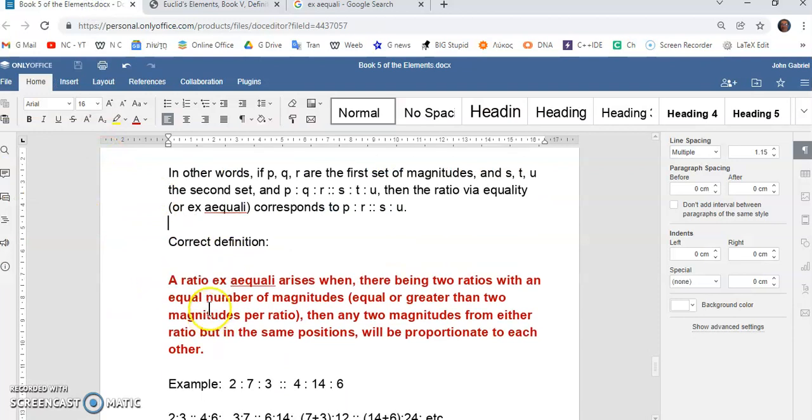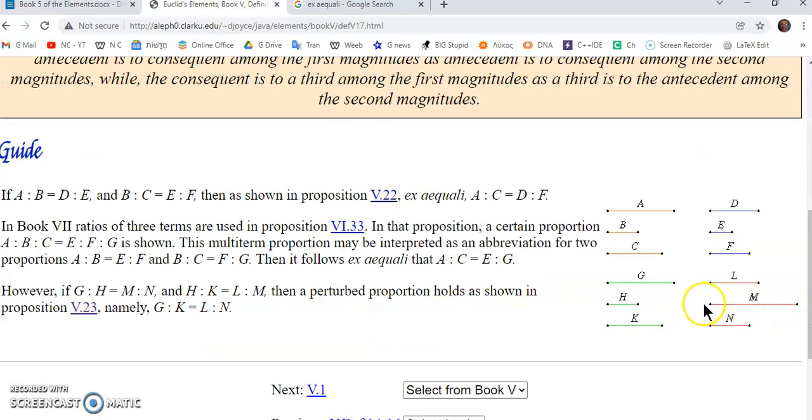But this is the correct definition of definition 17. A ratio ex aequali arises when there being 2 ratios with an equal number of magnitudes. They don't have to be 3, as long as they have 2 or greater, then any two magnitudes from either ratio, but in the same positions, very, very important, the relative position must be the same, will be proportionate to each other. That's why you can't have nonsense like this. You can't have m being this long and h being this short. They're totally out of proportion.